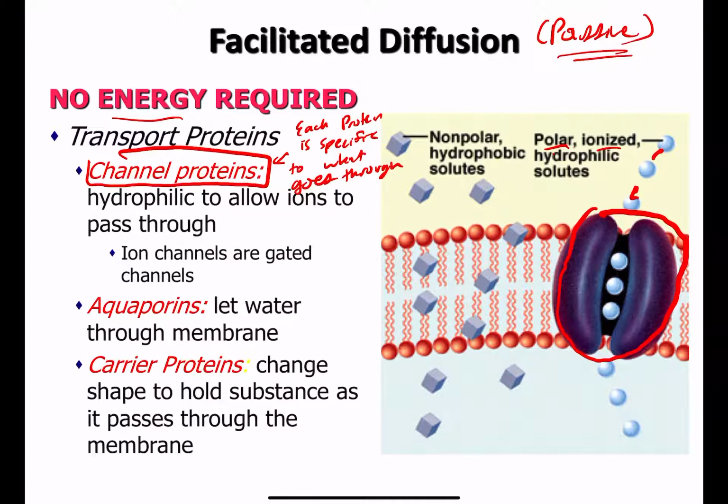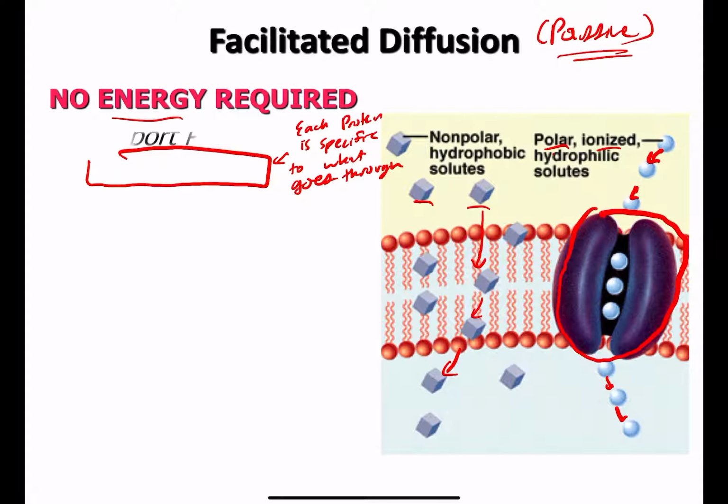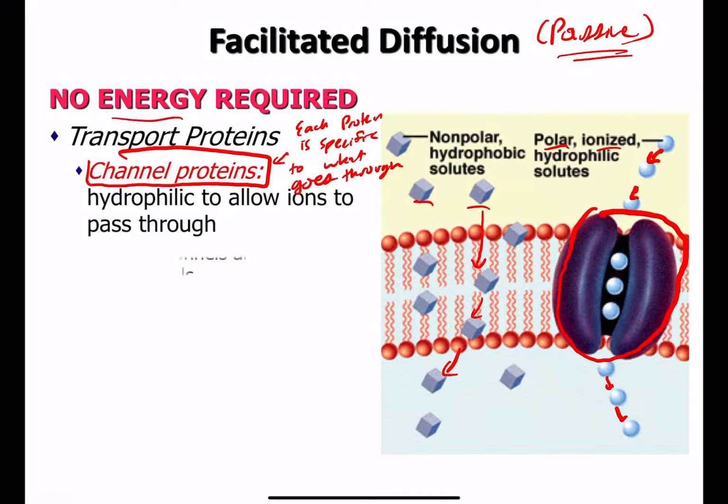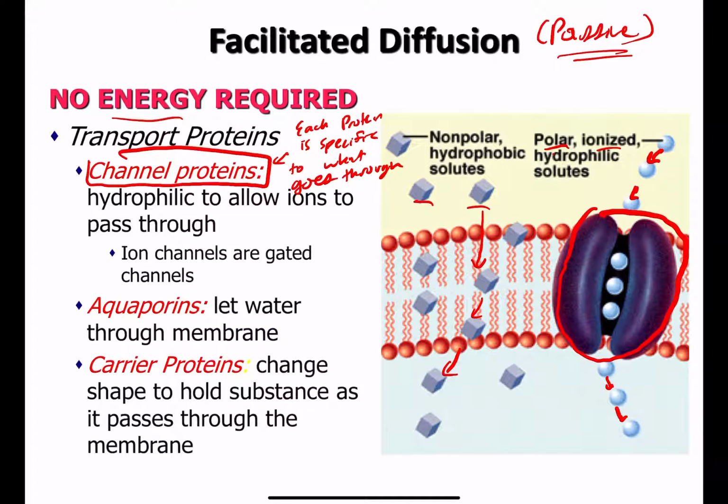So these things are all diffusing down their concentration gradient, right? This would be a non-polar molecule. It's showing that these molecules can actually still diffuse down, but no protein is needed. So that would be an example of your simple diffusion, right? So this one on the left is simple diffusion. This one is showing facilitated diffusion. So think of it as the protein is facilitating that diffusion of that molecule. It's helping it. So again, key thing is that each protein is specific to what it lets go through, right?